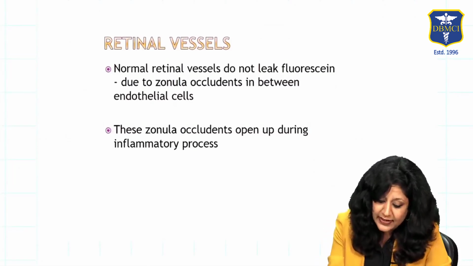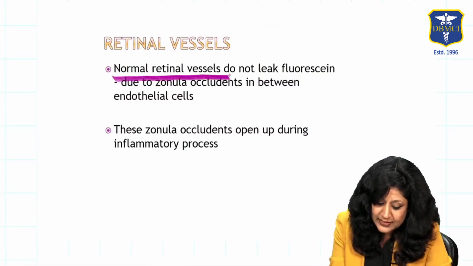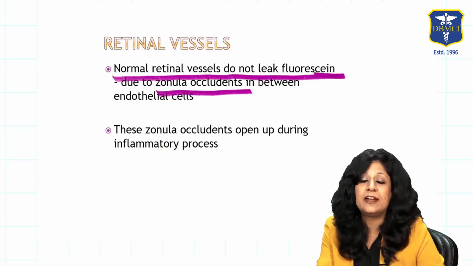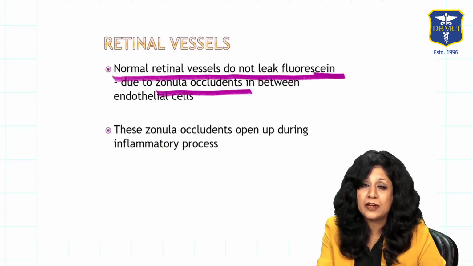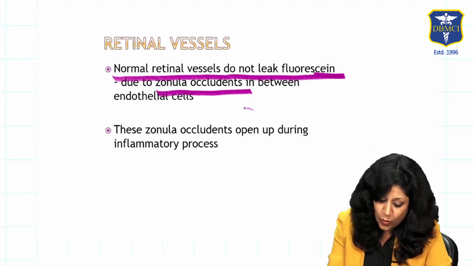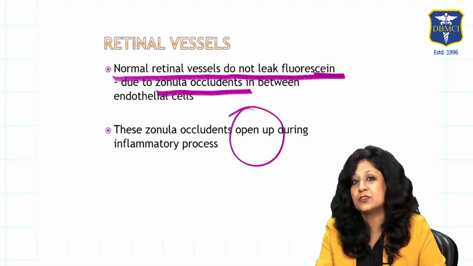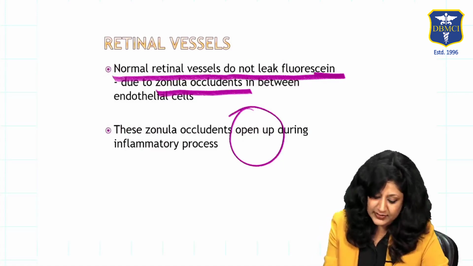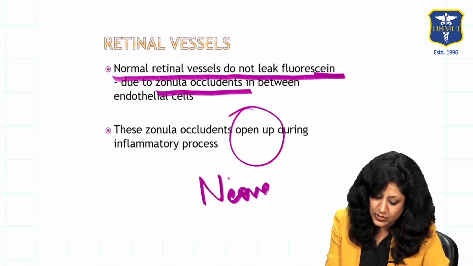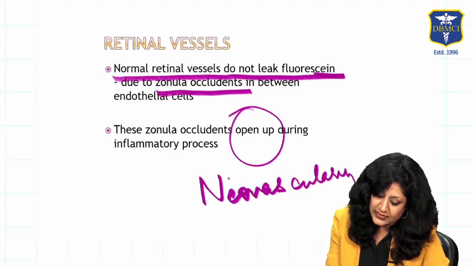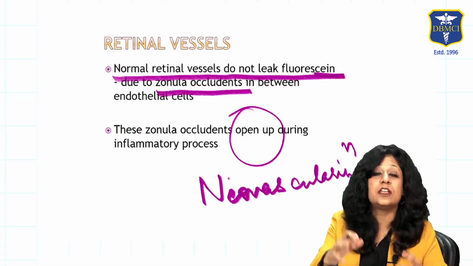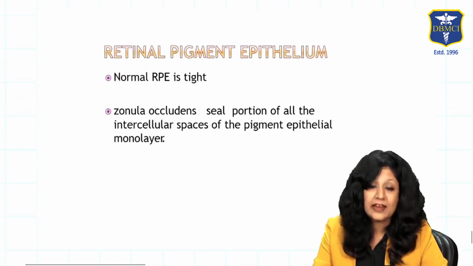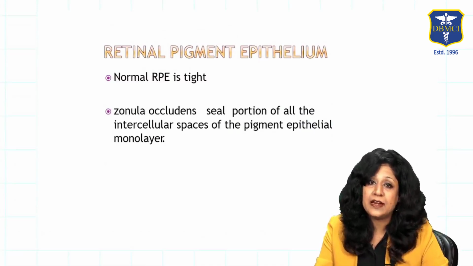Now normal retinal vessels, if I talk about the normal vessels, they do not leak the fluorescence because I told you about the outer blood retinal barrier and the inner blood retinal barrier like zona occludens, but they can open up during the inflammatory process. So during the inflammation, there can be leaking, for example, in the neovascularization. So when there is neovascularization, there can be leaking and you can see a lot of white areas in the PDR stage. Then another important thing is the RPE layer.